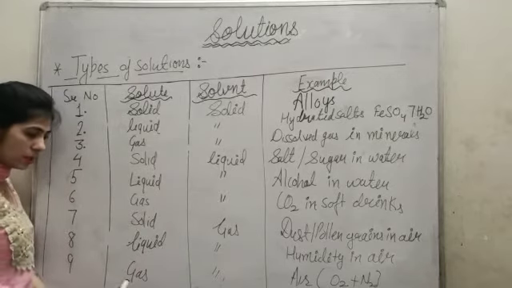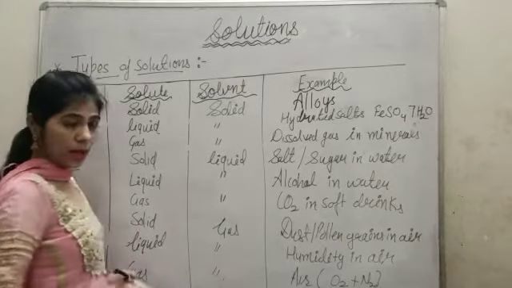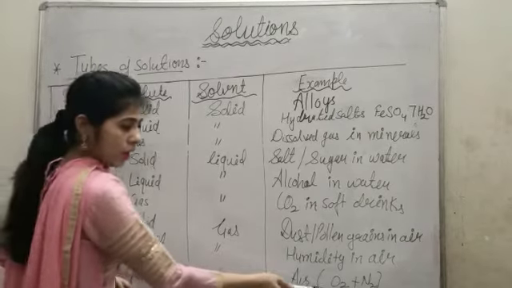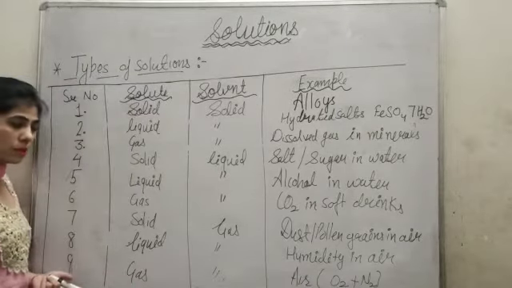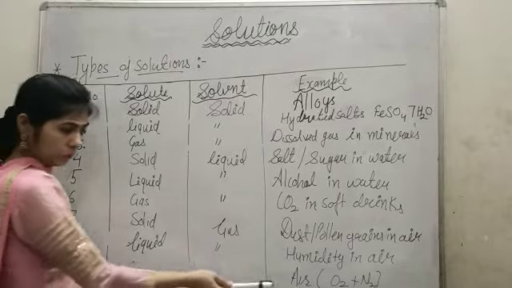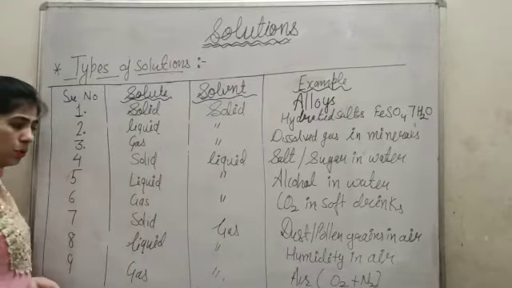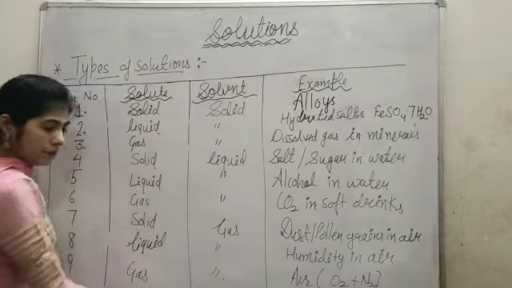And the last one is a gas in gas. As you know that air is a mixture of gases in which a fixed proportion of the gases is present in the air. For example, oxygen, nitrogen, carbon dioxide. So, air is an example of gas in gas.